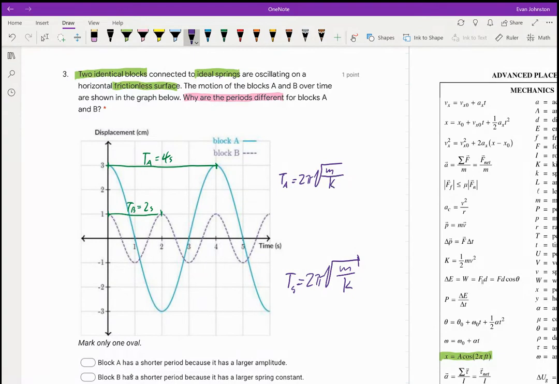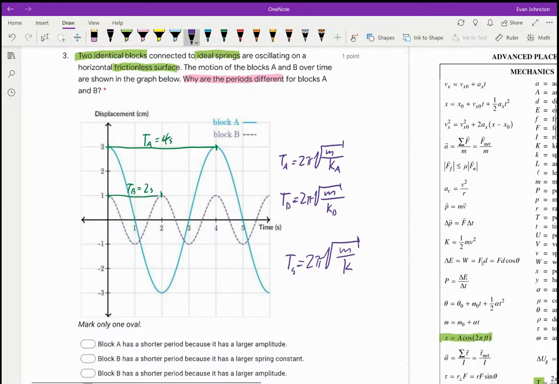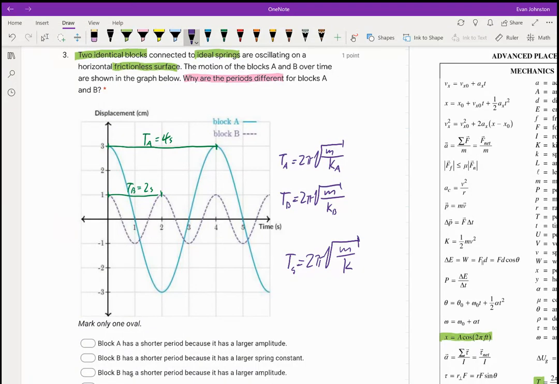So that means the only thing that really can be different are the springs here. And then the period for the second one, for block B, we still have the same mass because they're identical blocks, over the spring constant for B. Well, it turns out that B has a smaller period. What would have to happen with the equation to make a smaller period on B? To make a smaller period for B than A, we would need K to be bigger.